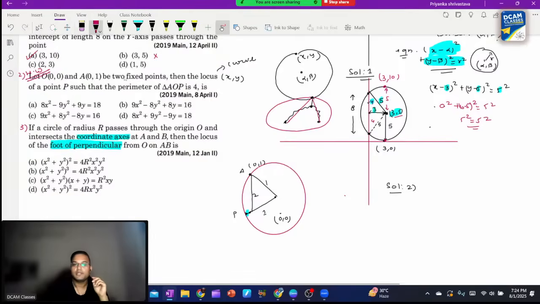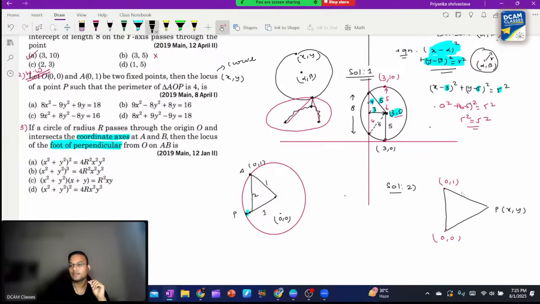Here, 3 points are given. 2 points are fixed: 0, 0. I'll take the other randomly, 0, 1. Let me put them on the coordinate axis. These are the 2 points. There is another point P, a random one, such that the perimeter is 4.